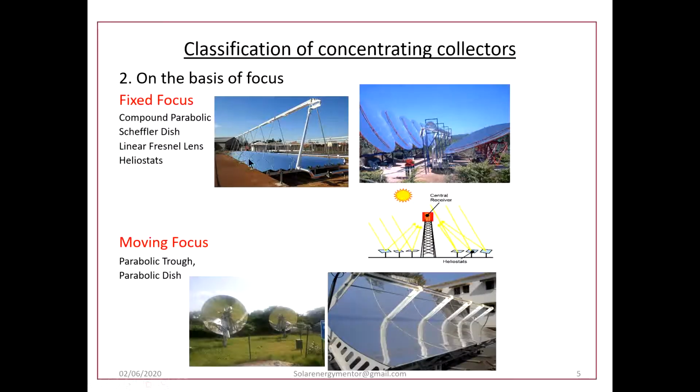Then on the basis of focus, fixed focus concentrators and moving focus. Fixed focus concentrators have a fixed focus. For example, here the linear Fresnel collector. So this is a linear Fresnel lens and these are the reflectors here. And then the reflector is reflecting sunlight on a focus here. So this focus is fixed and these small mirrors are moving along with the sun.